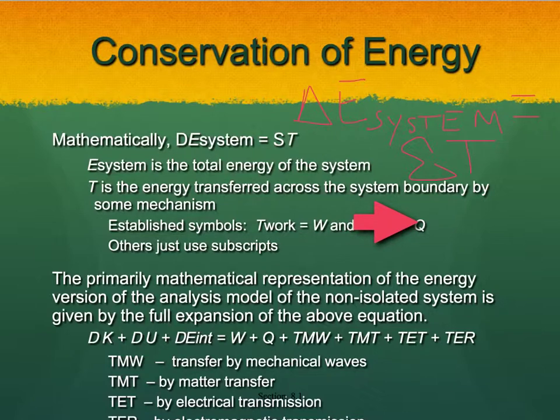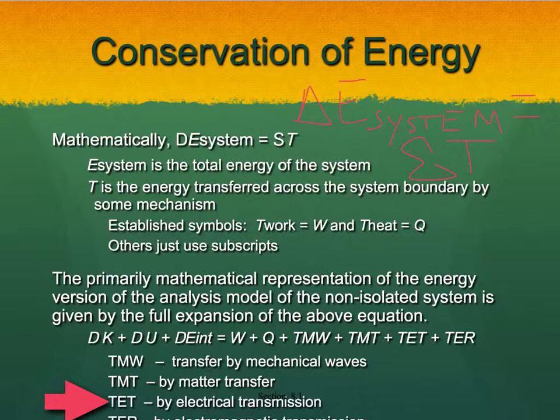In other terms of transfers of energy, like mechanical waves, like matter transfer, we're going to use these down here. So I'll use T, and this should be a subscript MW. So T_MW is just transfer by mechanical waves. T_MT is just matter transfer. If we use T_ET, that's just going to be electrical transmission. And then T_ER is just transfer by electromagnetic radiation.